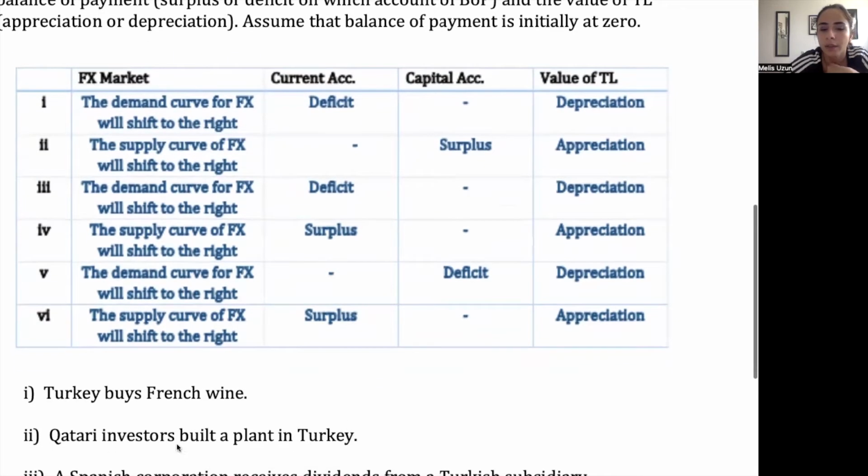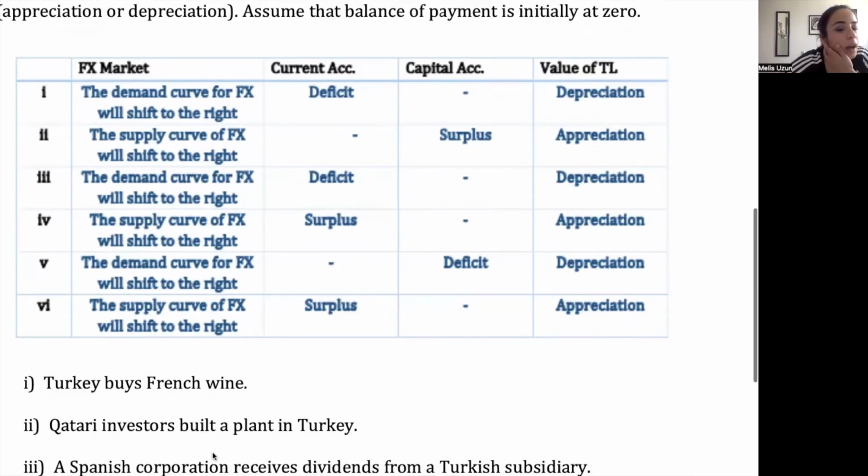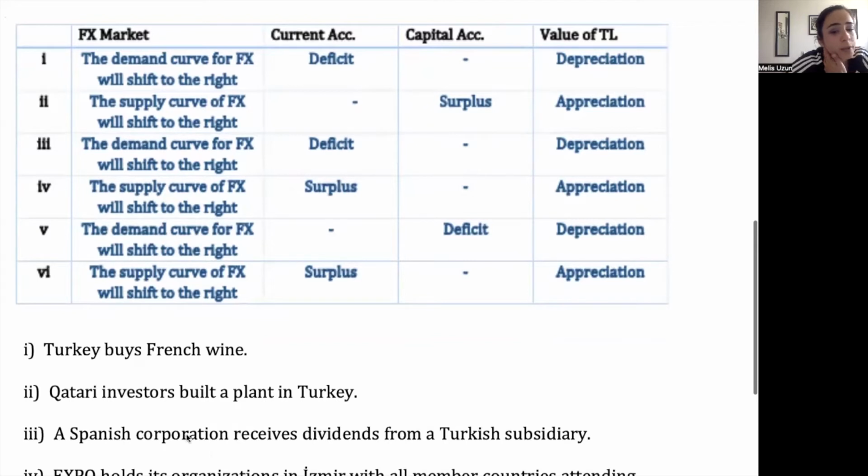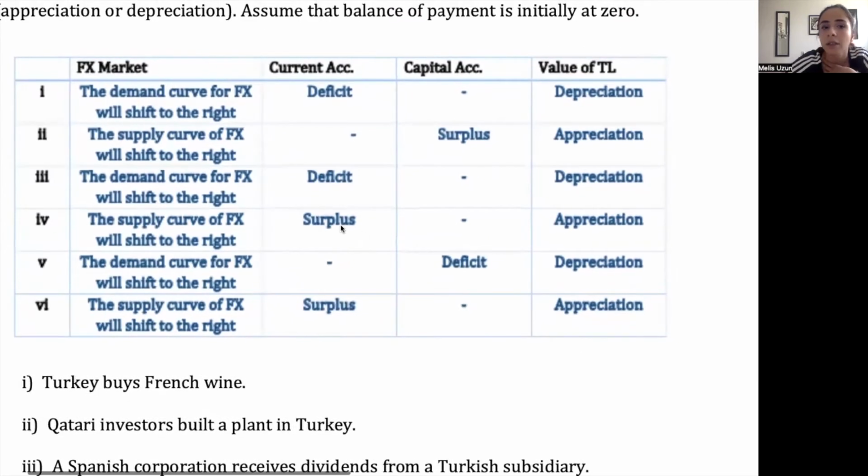In order for them to invest in Turkey, there will be a capital inflow in Turkey. So the supply of foreign exchange will increase in Turkey. That's why the supply curve of foreign exchange will shift to the right. And because there is an inflow to Turkey, a capital account surplus, the value of TL will appreciate.